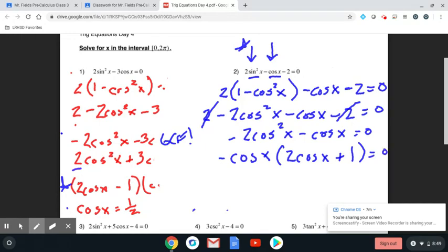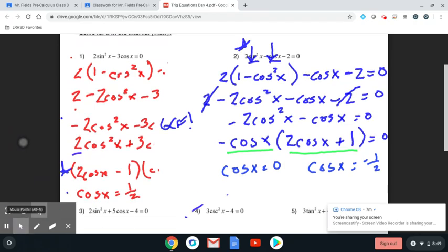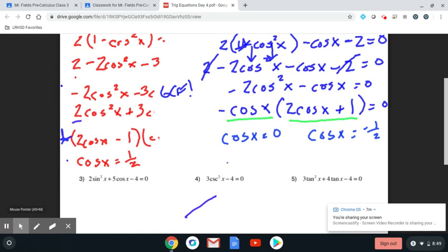Same thing here: you want to set your GCF and also what you have left over both equal to 0 and solve to eventually get x by itself. If I set negative cosine x equal to 0, I just end up getting cosine x is equal to 0. This right group would give me cosine x is equal to negative 1/2.